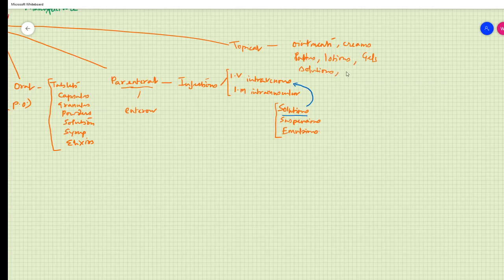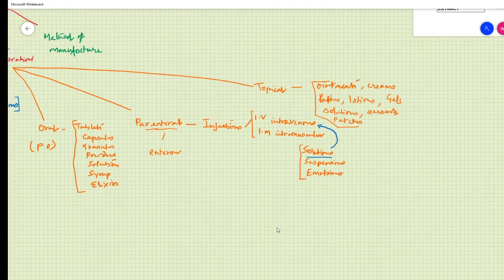Or sometimes, for example, for muscle pain, we administer aerosols. Okay. They can also be patches, like nitroglycerin patches or contraceptive patches. Okay, so they are administered topically. Now, they can also be used for systemic action. So, for example, patches, they are for systemic. Most of these are for local action, meaning at a localized area of the skin.